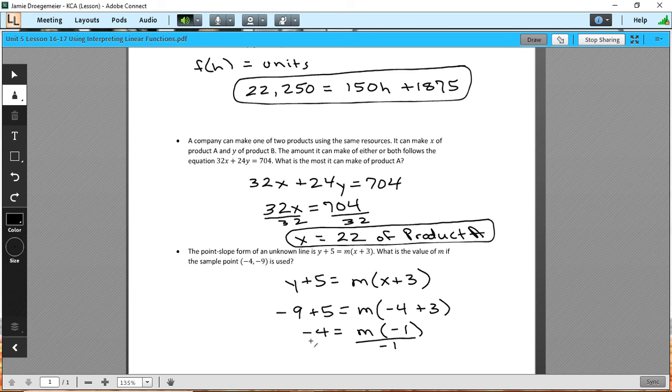I would divide each side by -1 to get m by itself. -4 divided by -1 tells me I have a positive 4 slope. And so the value of m in our equation would be 4. So if we were going to plug it back into our original equation, the equation of that line would look like this.